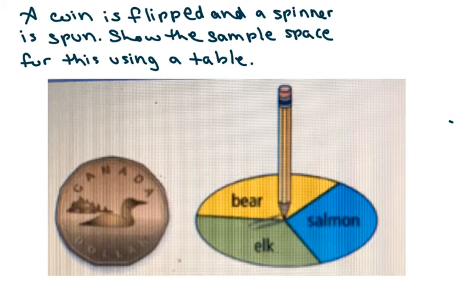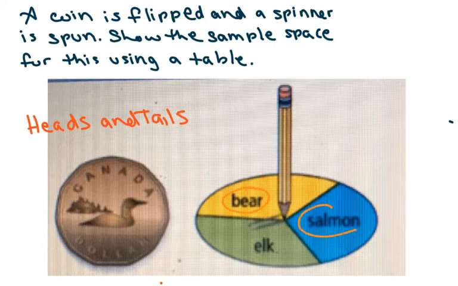Okay, so let's look at this example. A coin is flipped and a spinner is spun. Show the sample space for this using a table. So here is our coin. Here is our spinner. Now, the options for the coin are heads and tails. And then for the spinner, we have bear, salmon, and elk. So that is what we're going to use in the table.